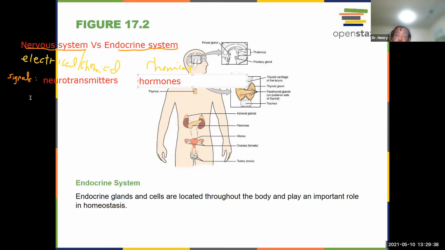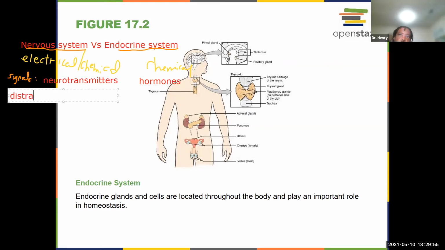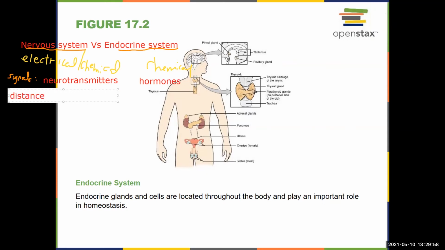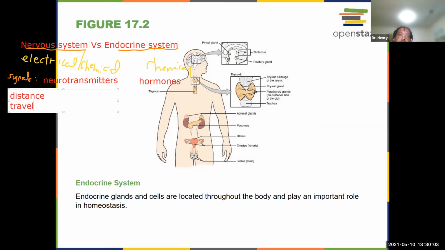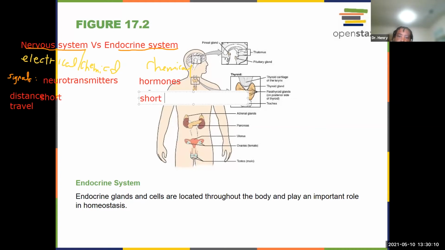And then the distance traveled. These neurotransmitters, are they traveling long distances or short distances? They're traveling both. Short. And that'll be distance traveled. What about hormones? Long, since they have to go all around the body, right? So it's a combination of both. Some of them will be short distances, and some of them will be long distances, depending on the hormone.